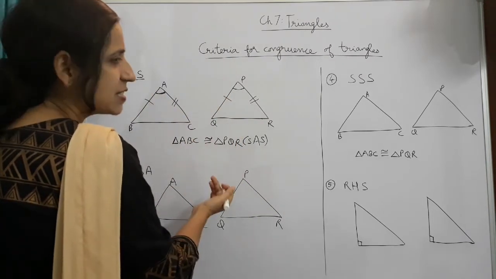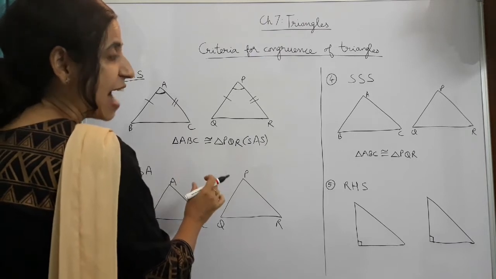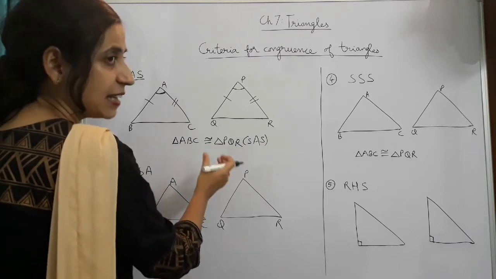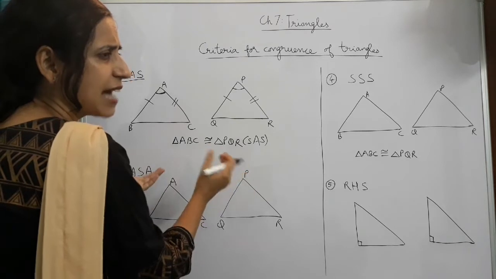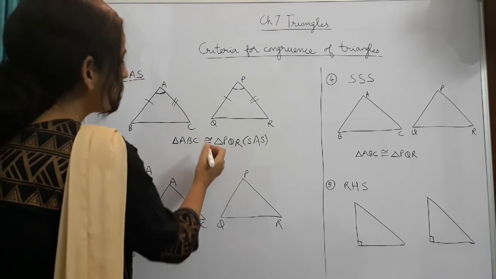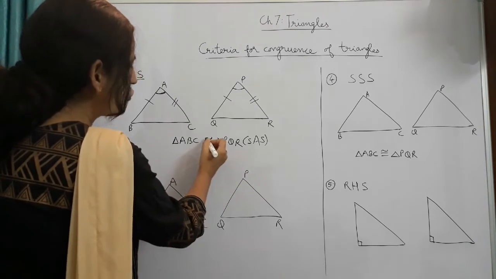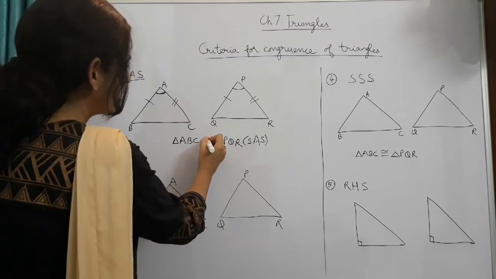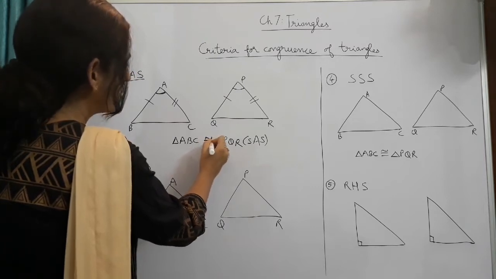As we have already studied that congruent figures have equal size and equal shape. They have the same shape and size. So that is why the symbol of congruency is like this. Same shape and same size.